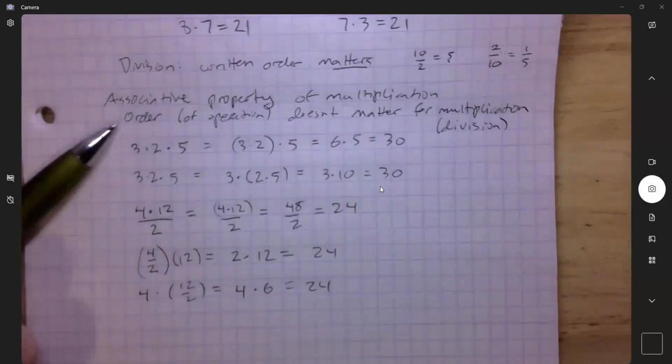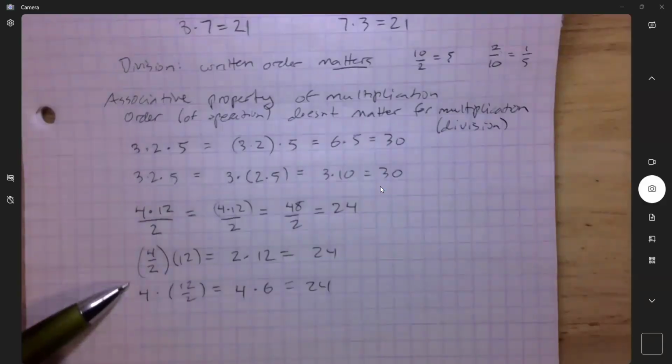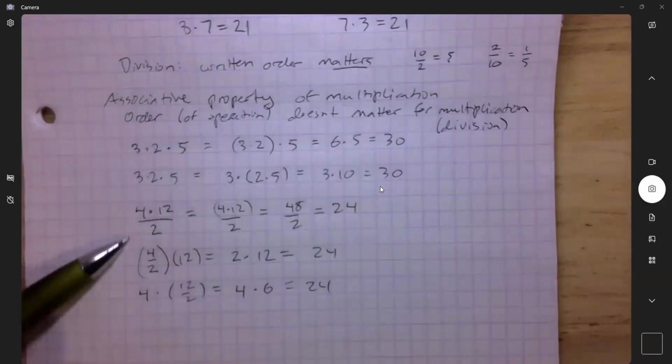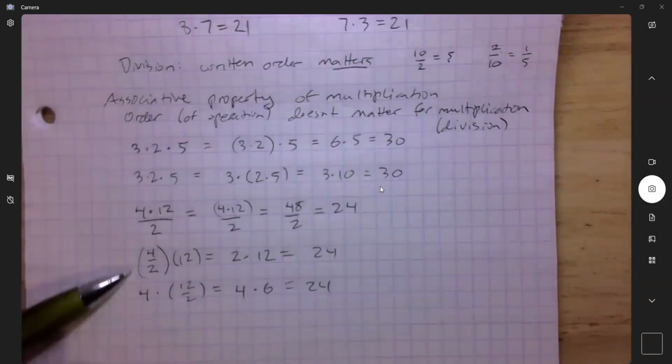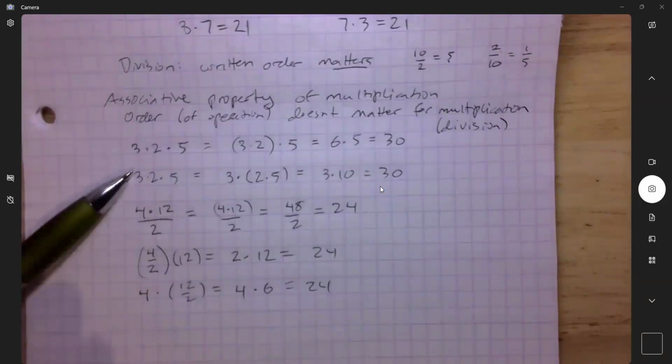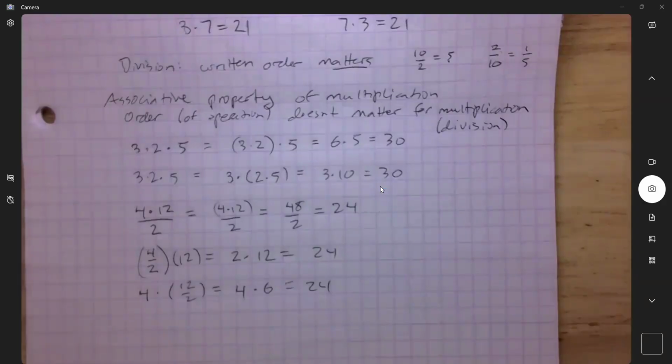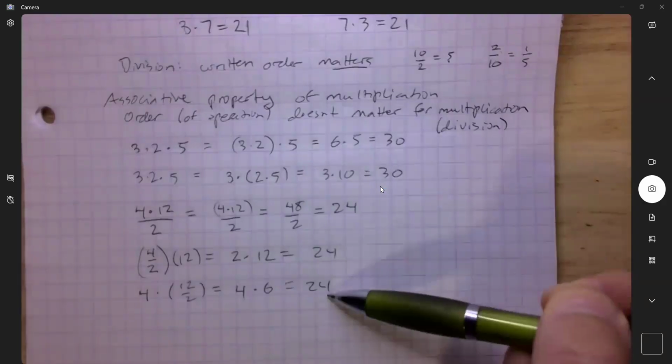As long as the only operations are multiplication or division, it doesn't matter which ones you do first. As soon as you add addition, subtraction, etc., we have to start thinking about PEMDAS. But if it's just multiplication and division, it doesn't matter what you do first to get you to the same number.